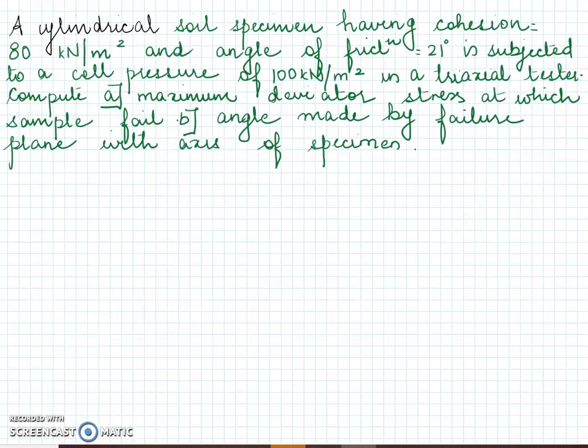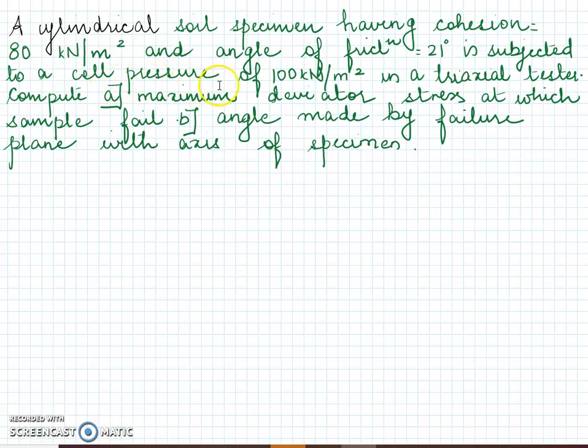So we have a statement for this problem. A cylindrical soil specimen having cohesion equal to 80. What is the unit of cohesion? It's always the same as the unit of stress. Where do we plot cohesion? On the axis which represents tau, shear stress. So your unit is always going to be the same as stress. Please remember this, okay? So it has a cohesion of 80 kilonewton per meter square and the angle of friction is equal to 21 degrees.